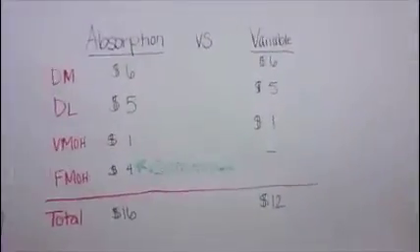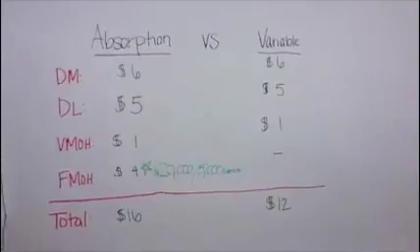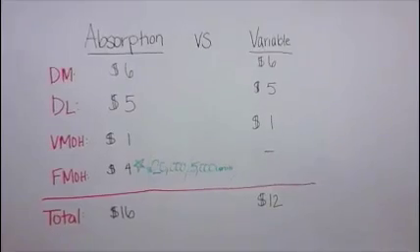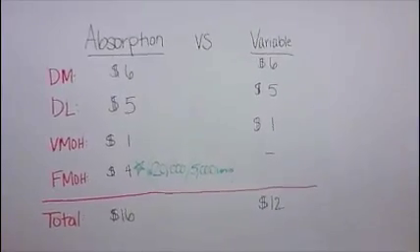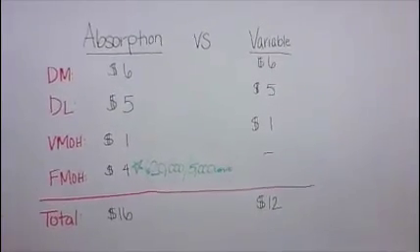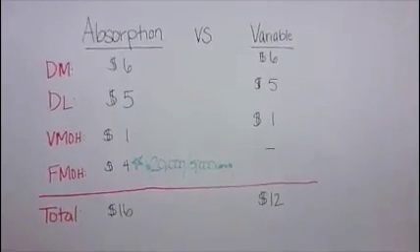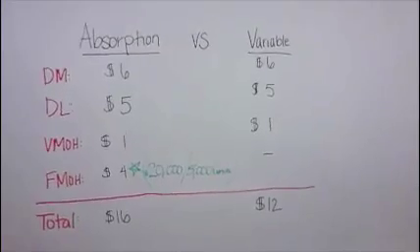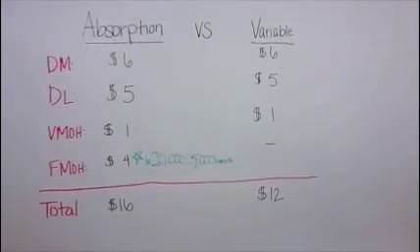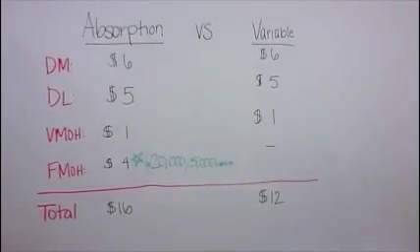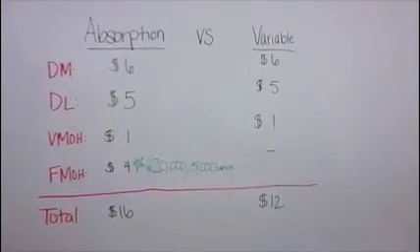As we can see, absorption and variable costing both take into account direct materials, direct labor, and variable manufacturing overhead. However, absorption costing also takes into account fixed manufacturing overhead. How we determine this price is $20,000, which is the fixed manufacturing overhead per year, divided by the 5,000 units sold. This will give us $4, and we add that into the total price of our product.